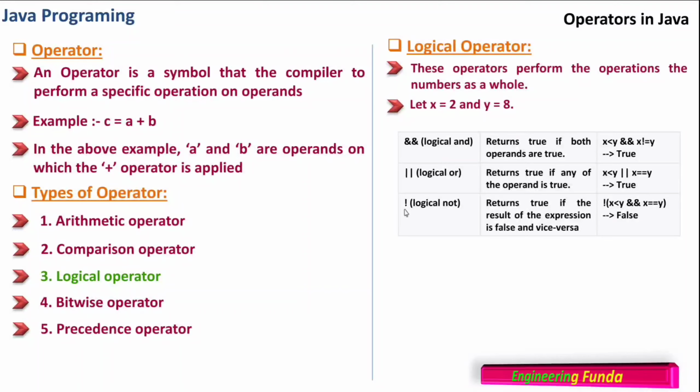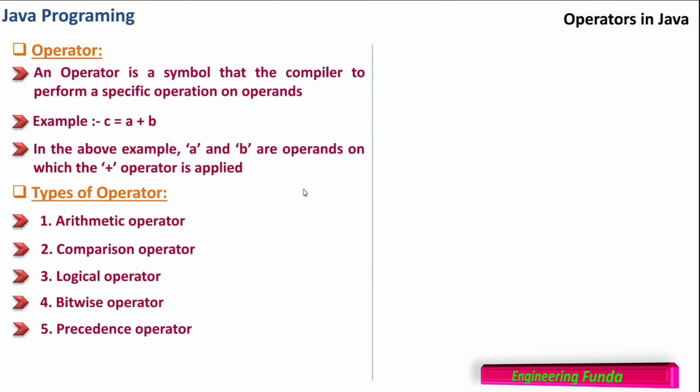Then you have the next logical operator, the NOT operator. It returns true if the result of the expression is false and vice versa. That means it complements the final result. So the entire expression that we have to see is x less than y. Is it true? Yes, it is true because x is 2 and y is 8. And x equal to y, is this true? No, this is not true because the two values are different. So true and false will be false, and the complement of this will be true.